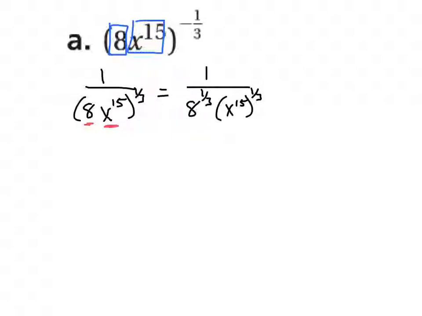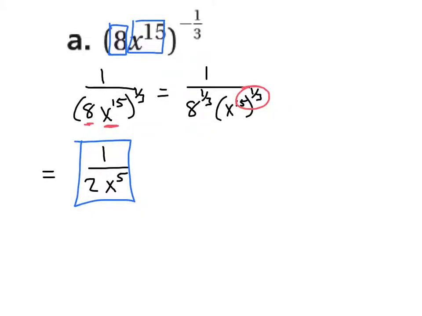I need to evaluate 8 to the 1/3 power. So 8 to the 1/3 power is 2. So I have 1 over 2. And for x to the 15th raised to the 1/3, I have a power raised to a power, so I multiply those together. And 15 times 1/3 is 5. So I have x to the 5th power. That would then be my final answer. I am happy having exponents in the denominator as long as they're not negative, and as long as they're not fractions. I can't have fraction exponents in the denominator.